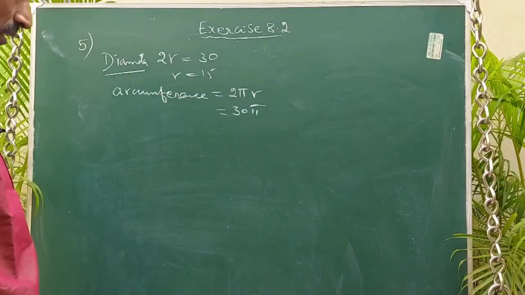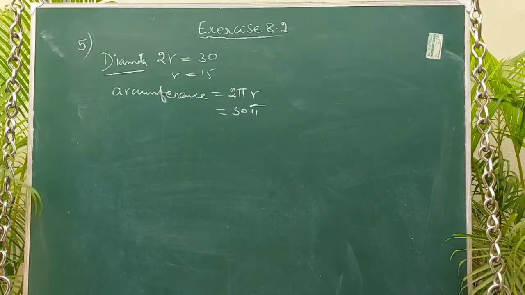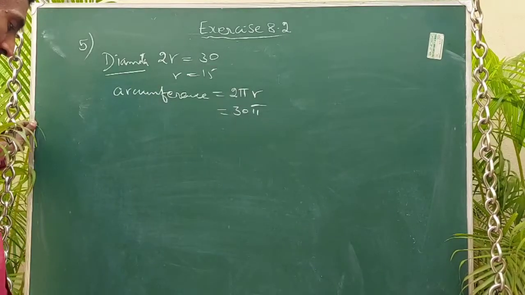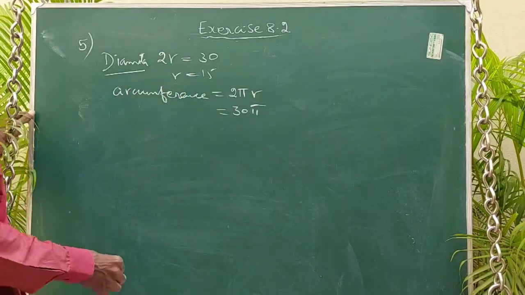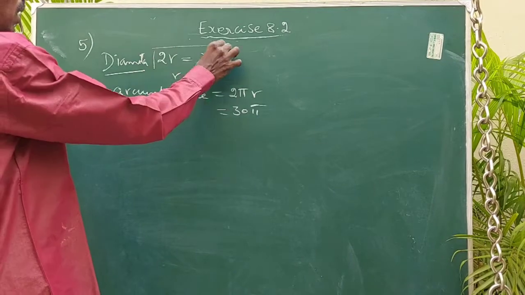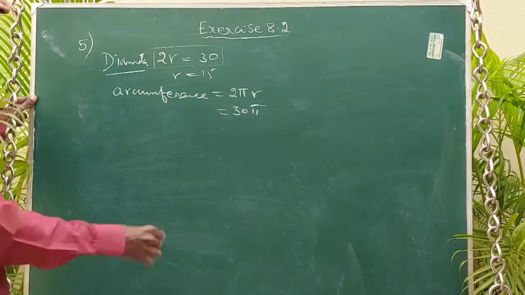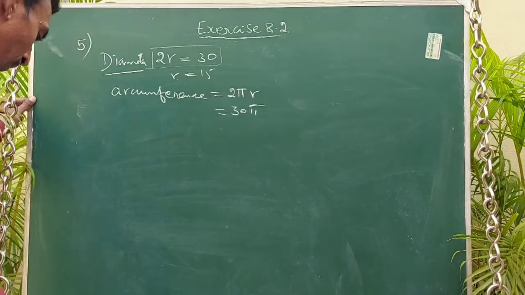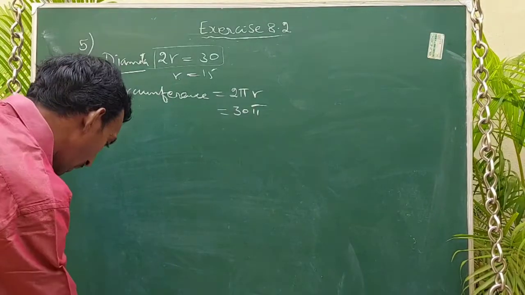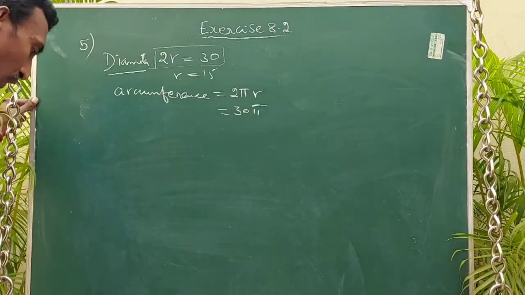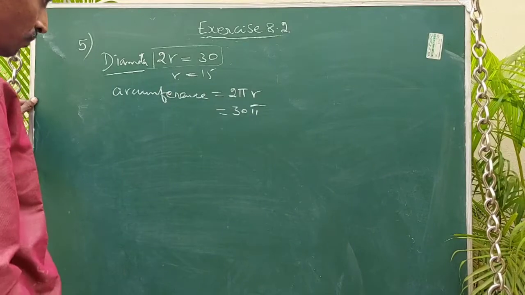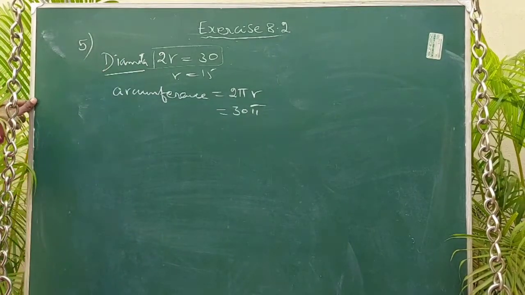Question number 5 in the exercise 8.2. The question is, the trunk of a tree has diameter 30 centimeter. The diameter is 2 times the radius. So given that 2r equal to 30, that means r equal to 15. During the following year, the circumference grew 6 centimeter. Change in the circumference.